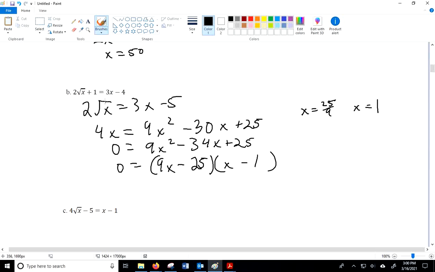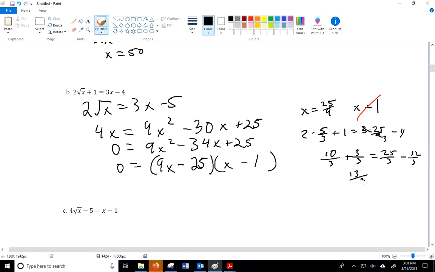Now, the x equals 1, if you plug it in, you get 2 times 1 plus 1 is 3, and then 3 minus 1 is negative 1. So that doesn't work. The 25 over 9 does work. It really does. You just got to be careful with your fractions. 2 times the square root of 25 over 9 is 10/3. You square it at the top, you square it at the bottom, plus 1. And then you have 3 times 25 over 9 minus 4. Well, the 3 and the 9 reduce. So this becomes 10/3 plus 3/3 equals 25/3 minus 12/3. Each one is 13/3.